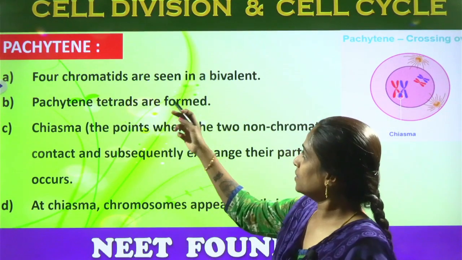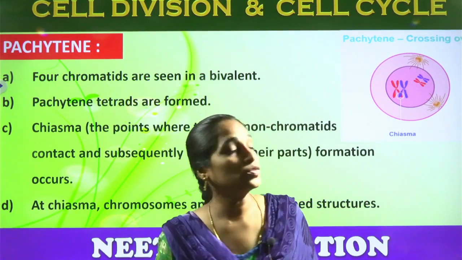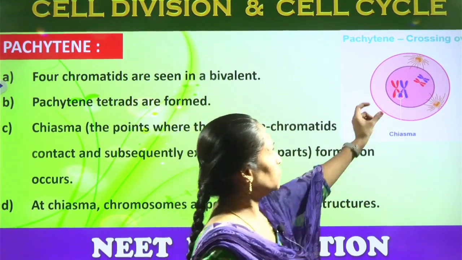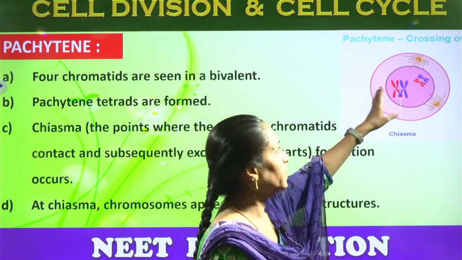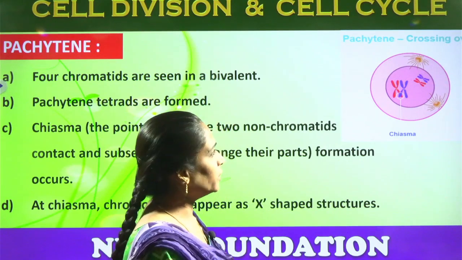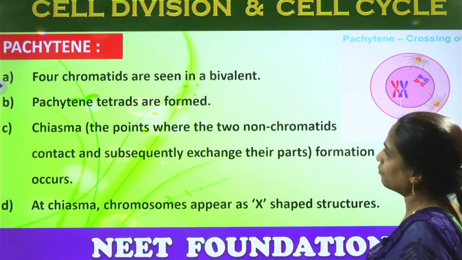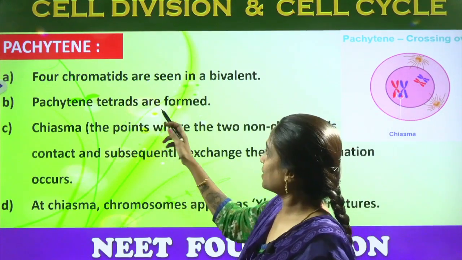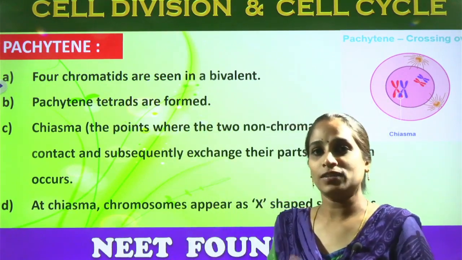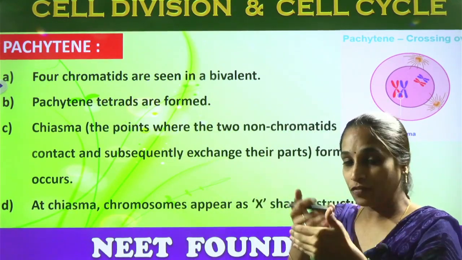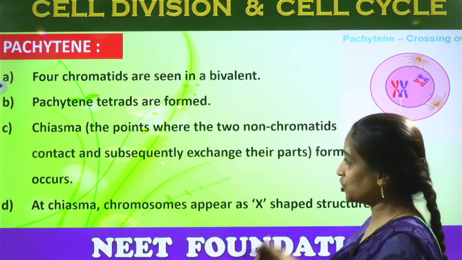So 4 chromatids are seen in a bivalent. Bivalent means 2 chromosomes are formed over here. See here, each and every chromosome has a different color, one from the maternal and one from the paternal, right? See here, the centrioles and the centrosome will be ready to form the spindle fibers. In pachytene, tetrads are formed. What are the tetrads? The 4 terminals of the 4 chromatids of each chromosome. So one of the terminals of a chromatid will be crossing over and ready to form a chiasma.